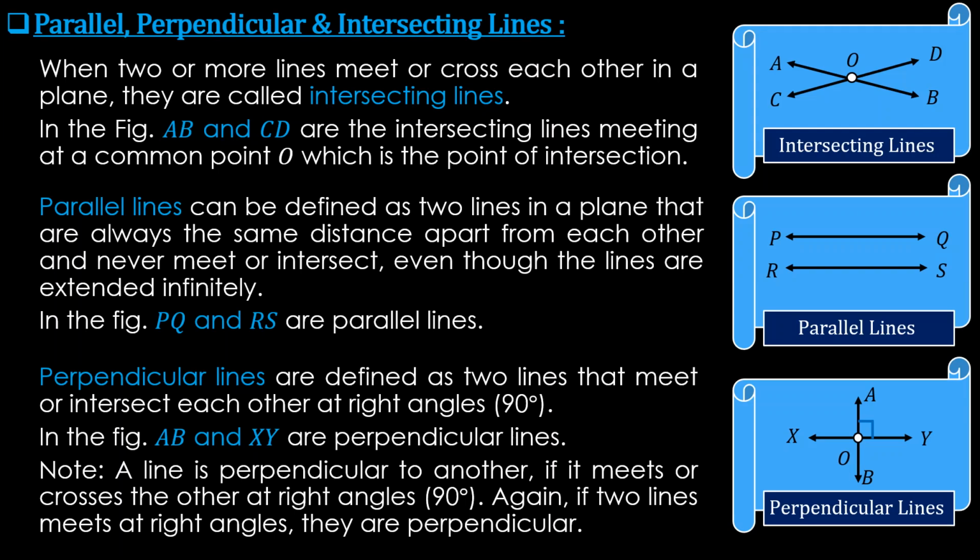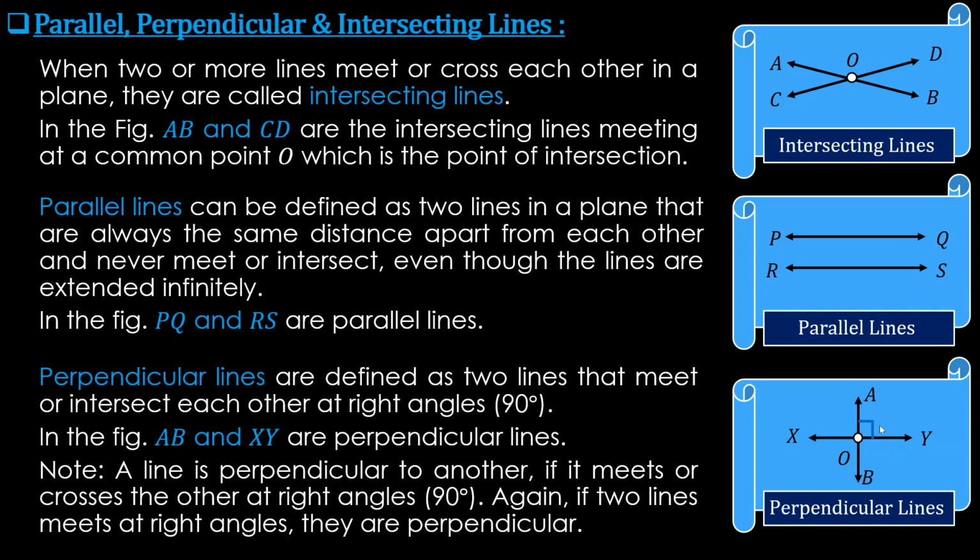Note, a line is perpendicular to another if it meets or crosses the other at right angles. So we can say a line is perpendicular to the other if it meets or crosses at right angles to the other. Again, in the other way, if 2 lines meet at right angles, they are perpendicular. So if this is a right angle, these 2 lines are perpendicular. If these 2 lines are perpendicular, this is 90 degrees or a right angle.